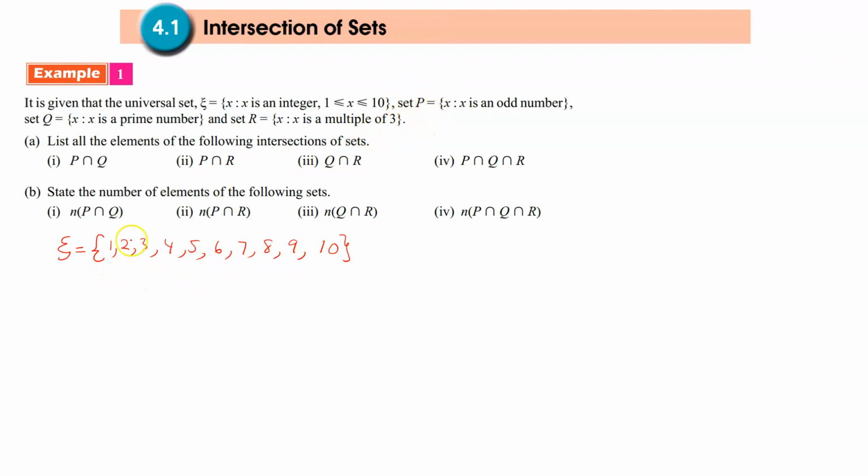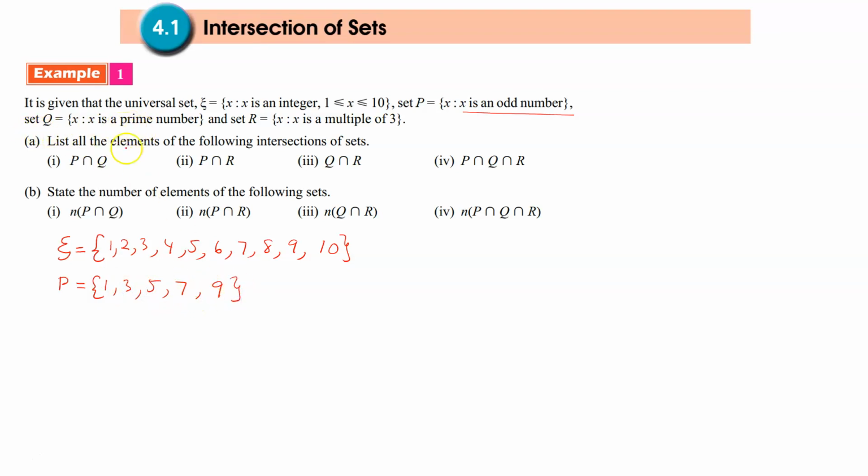Then set P. P is an odd number. Remember, in the case where the universal set is given, P only uses whatever is in the universal set. Don't exceed it, because the universal set is the maximum set for each question. So P, X is an odd number. So the odd numbers from the universal set are 1, 3, 5, 7 and 9.